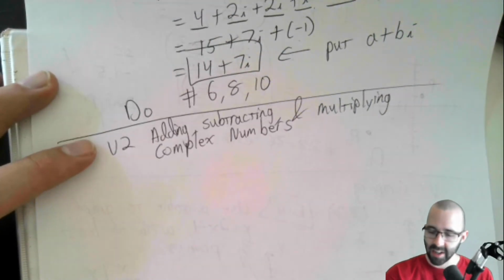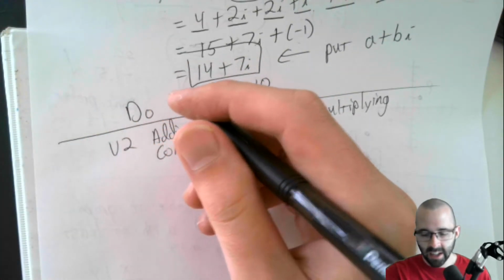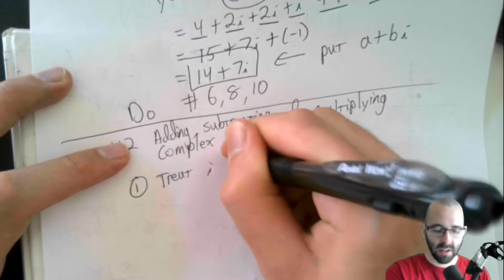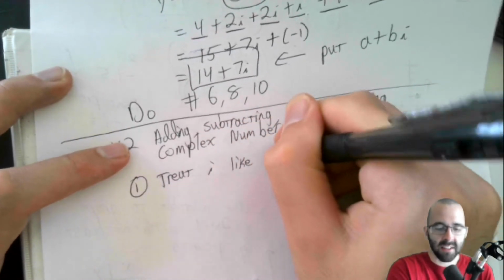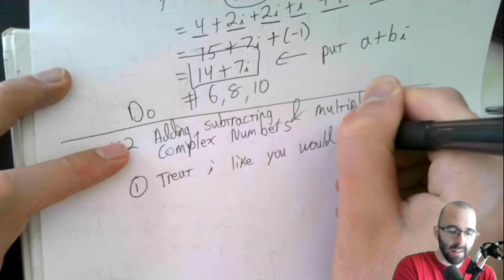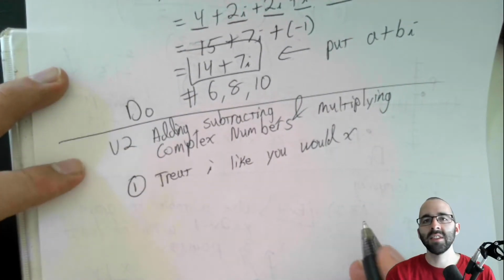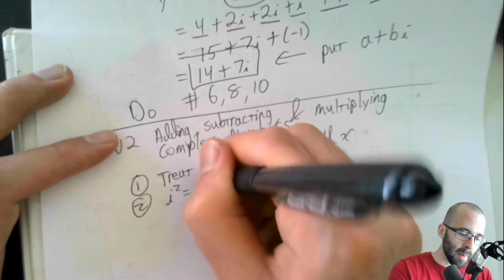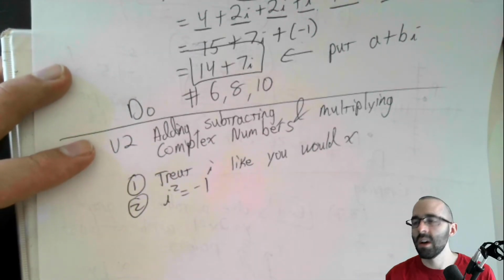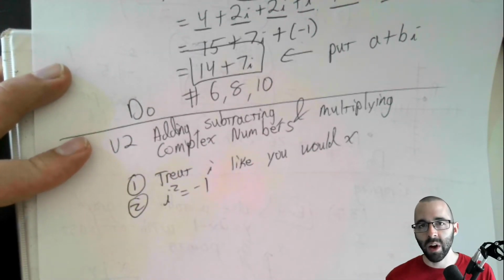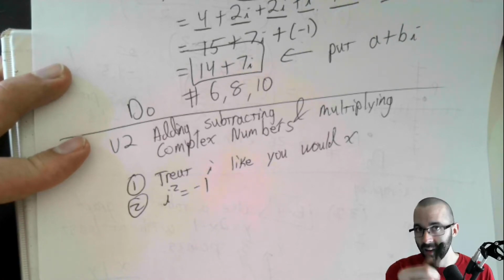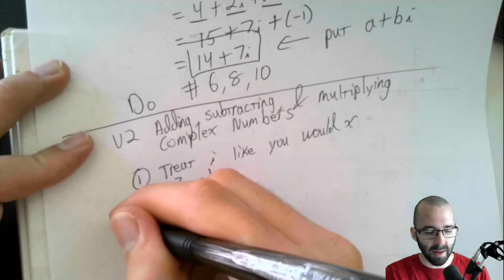So in video 2, the thing to remember is to treat i like a variable, to treat i like you would x. Almost everything is just the same as algebra. The only difference is, remember that every time you have an i squared, replace that i squared with -1 through multiplication. That's important. I'll show you what I mean by that in some of our examples.